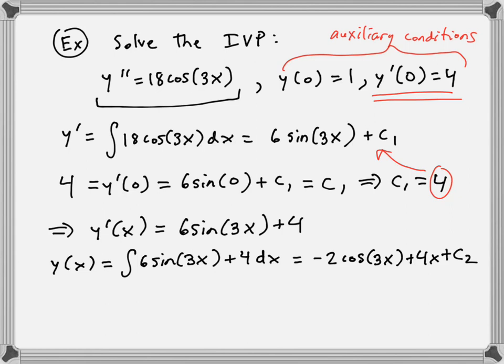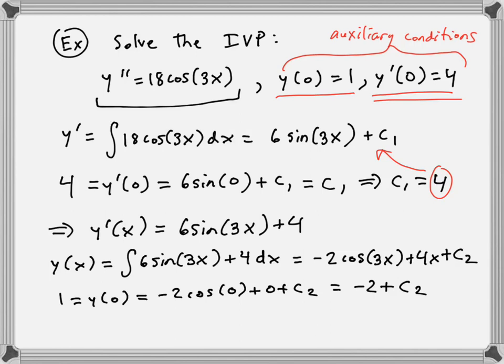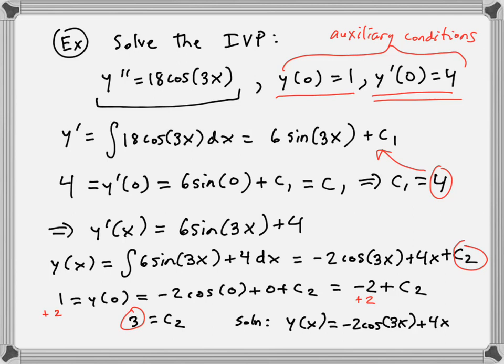But now we find c2, and I'm going to do that by using this condition here. Y of 0 is equal to 1. So then 1 is equal to y of 0, which is equal to what? I'm going to plug 0 in. I get negative 2 cosine of 0 plus 0 plus c2, which is equal to negative 2 plus c2. So if I add 2 to both sides of this, I end up with 3 equals c2. Take this 3, replace c2, and we get our solution: y of x is equal to negative 2 cosine of 3x plus 4x plus 3.